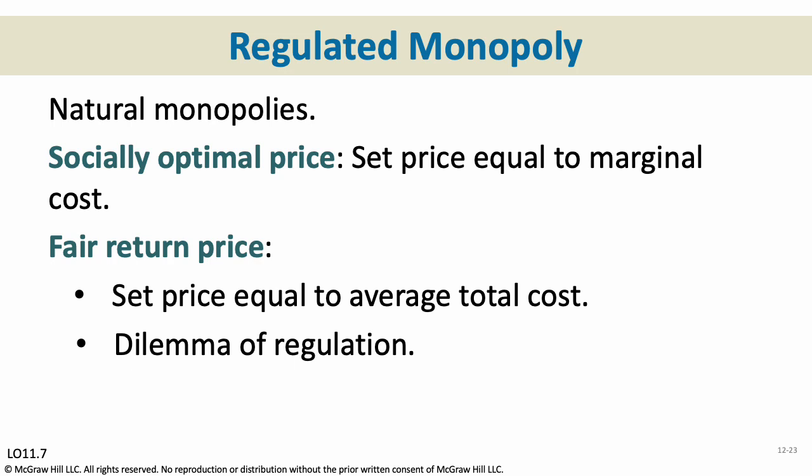Do you choose the socially optimal price where price equals marginal cost, or a fair return price where price equals average total cost? Price equaling marginal cost is most efficient for society but may result in losses for the monopoly, in which case the government would have to pay the monopoly or it would shut down. Price equaling average total cost is not the most efficient for society, but it gives a profit for the firm. So that's your dilemma. Do you let the firm price in a way that they make money, or that they lose money and then you have to pay them to make up for it? And we've seen examples of both in the real world.